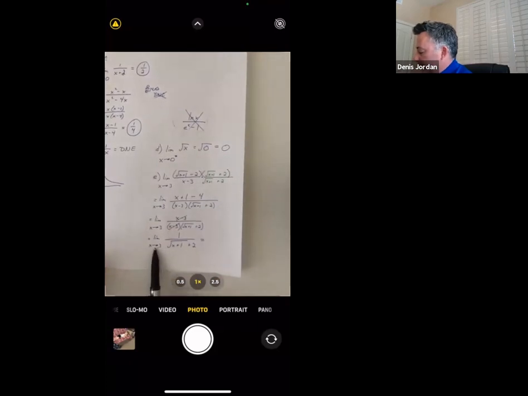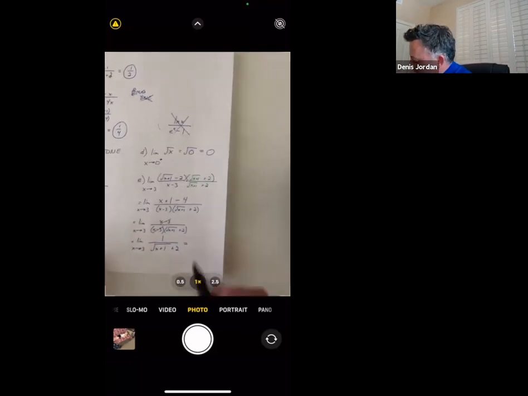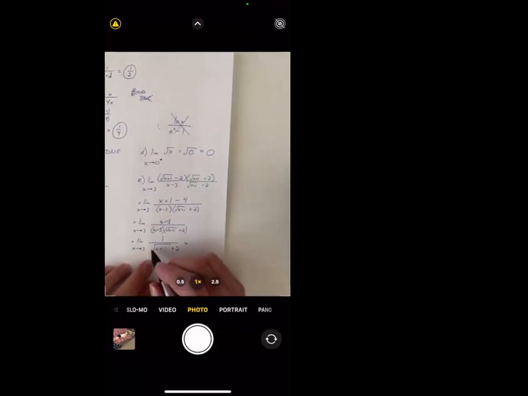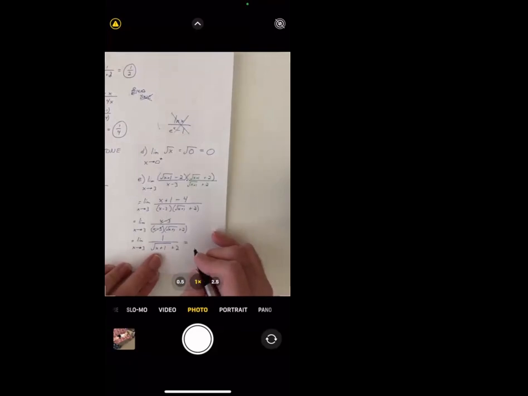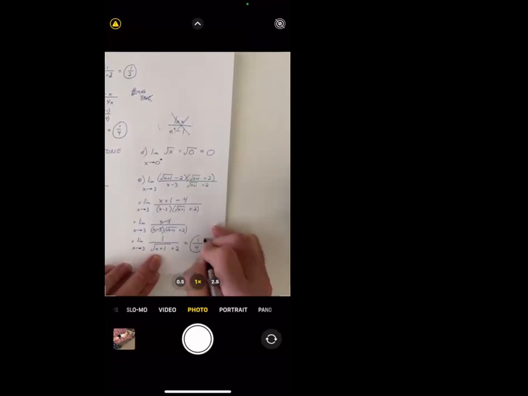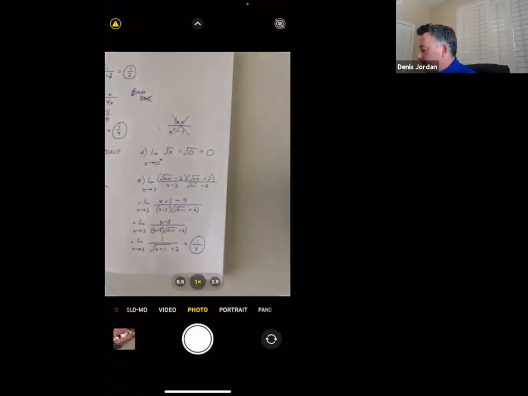So now you can finally plug in the 3. Okay, so let's do it. 3 plus 1 is 4. Square root of 4 is 2. 2 plus 2 is 4. And the 1 on top is still 1, so 1 over 4.